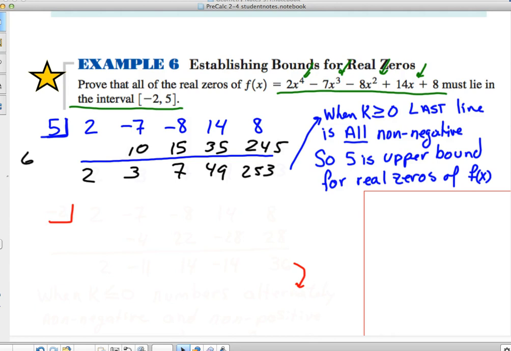Now, it's your turn. Pop in -2. Same numbers. Check to see if it's a lower bound. Okay, so go ahead and do the synthetic division on that. Check your lower bound. I'll get out of your way there.